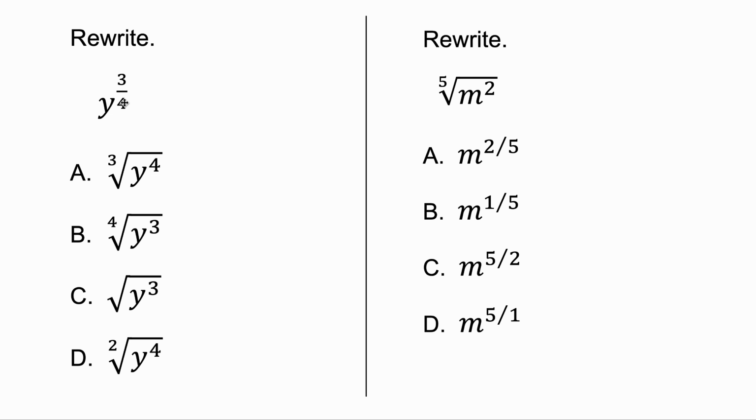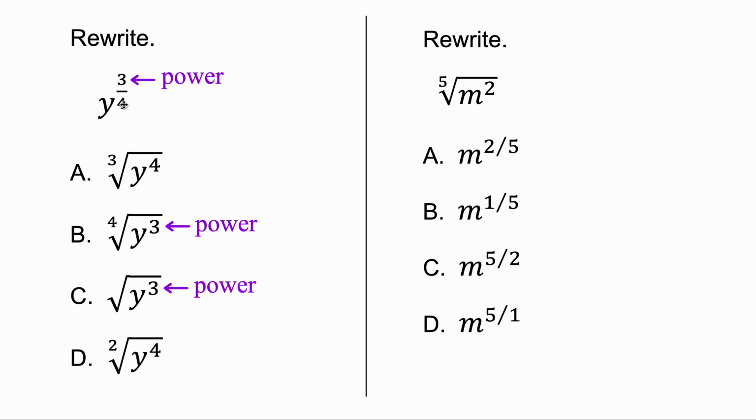When you have a fraction as an exponent, you can rewrite it as a root. You're just going to start with the top number. That's going to be the power. So it's going to be y to the power of 3, and that's what we want to look for in the answers. So it could be b, y to the power of 3, or it could be c. Both of those are correct.